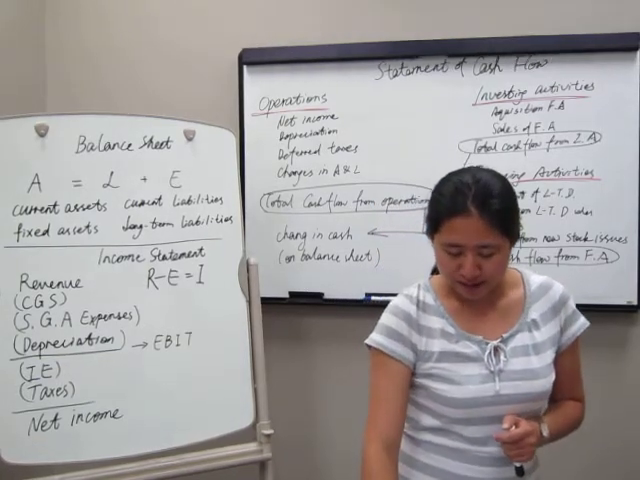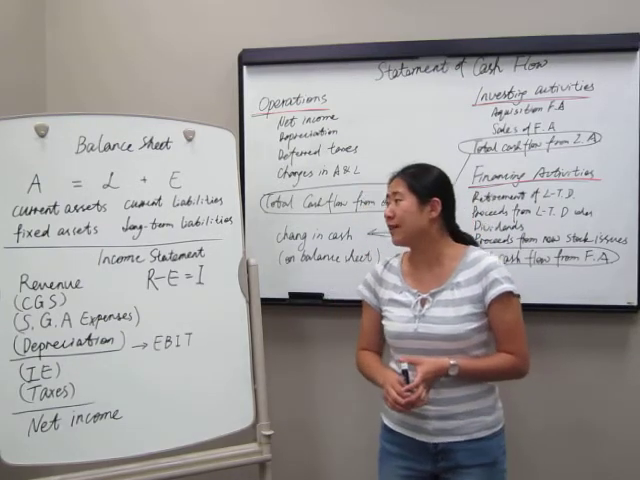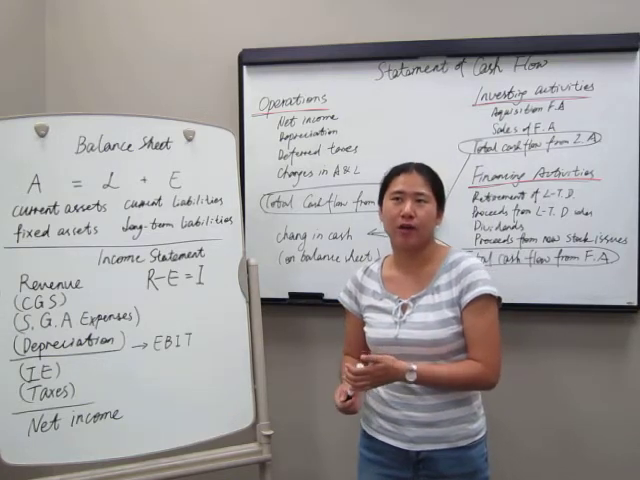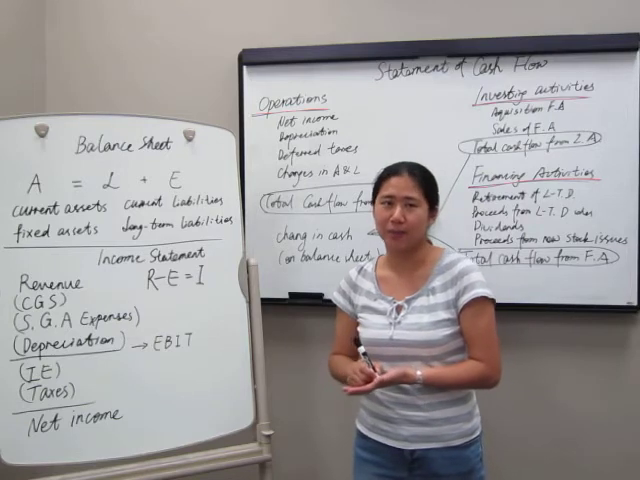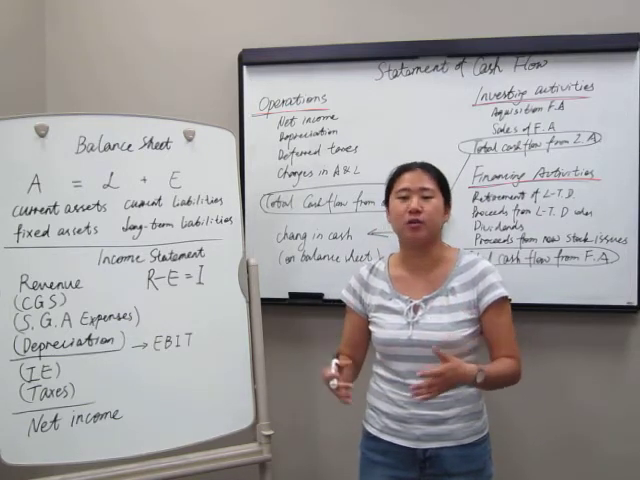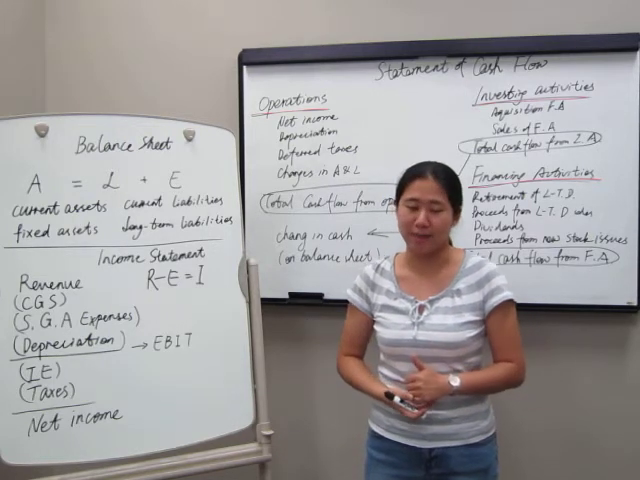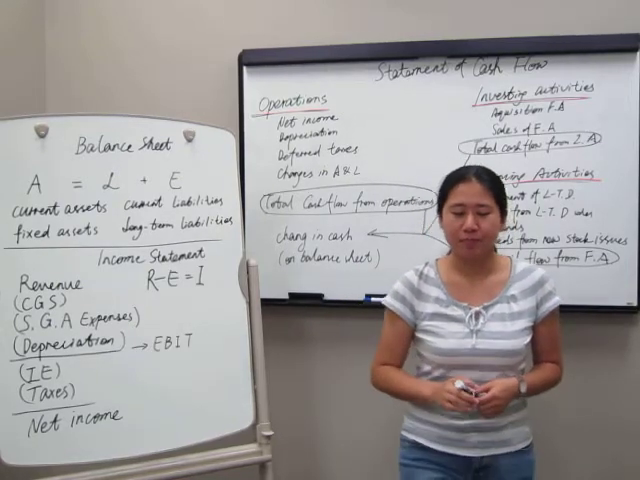Okay, next, let's look at net working capital. We already talked about this in chapter 1. Net working capital equals the current assets minus current liabilities. And the change in the net working capital is simply the current year's net working capital minus last year's net working capital, which is very easy to understand.